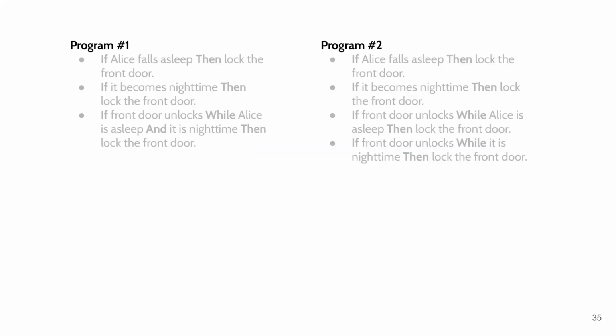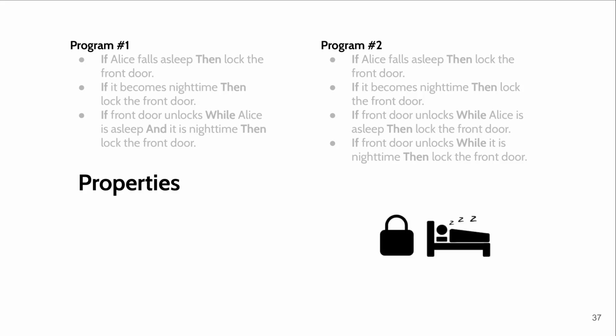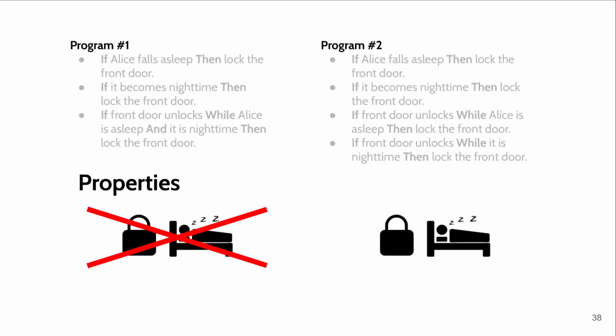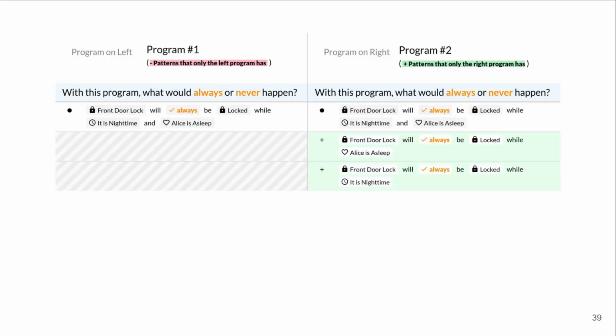To take a completely different approach, Alice might want to know differences in the general properties of the programs. For example, our program number 2 has the property that the door is always locked when Alice is asleep. Program number 1 does not have this property. Our property diff interface highlights these differences. Here we see that program number 2 does have the property I mentioned before.